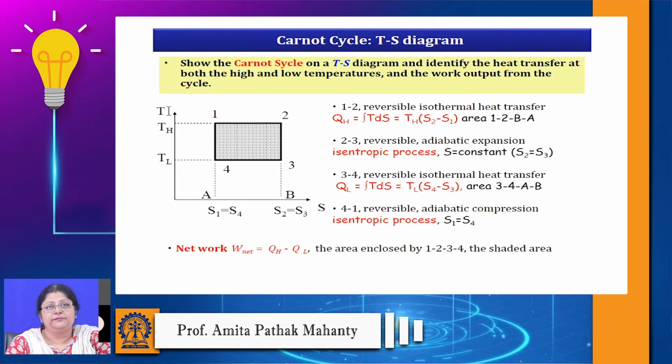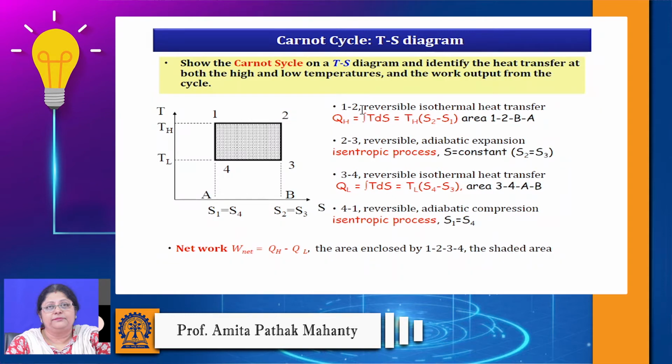I have T and S as the two axes, and I want to find out how the Carnot cycle will look in the TS plot. First step is from 1 to 2 for a Carnot cycle. If you remember, the first step is a reversible isothermal heat transfer, right? That is isothermal expansion, the process in which you have heat transfer to the system from the surrounding, right? Please say yes. Yes, ma'am.